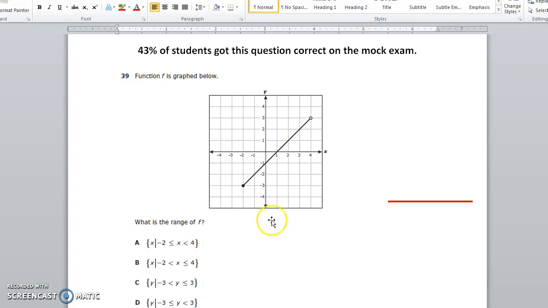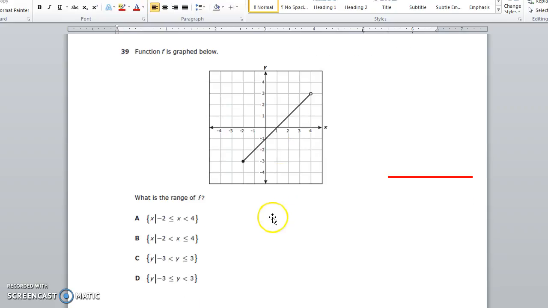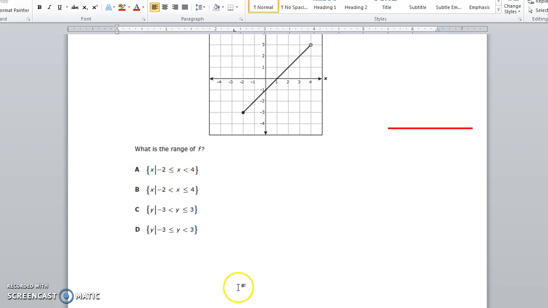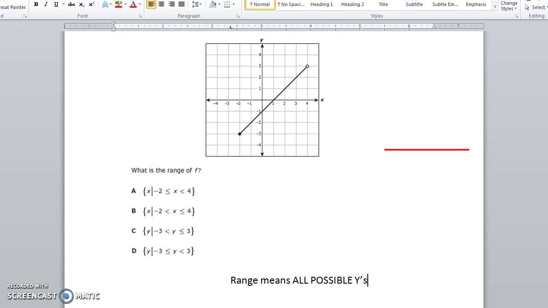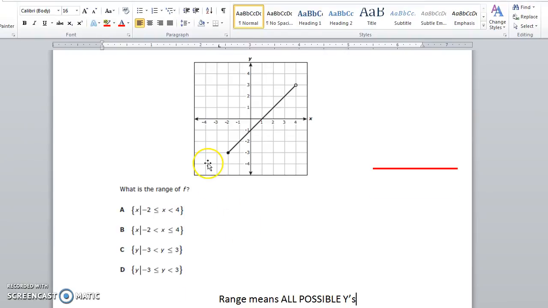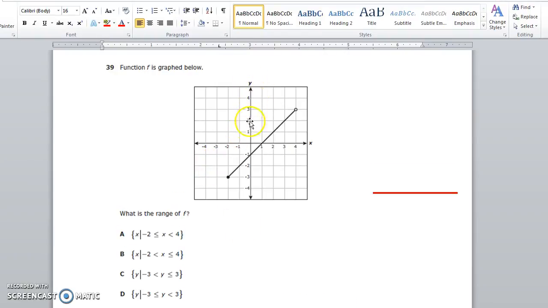First thing I'm going to think of when I see this is I need to know what range means. Oops, let's do this down here actually. Range means all possible y values. What are all the possible y values in this problem? As I'm looking at all the possible y values, I'm thinking to myself, here's my y-axis, and I want to know for this graph, what are all the possible y values?